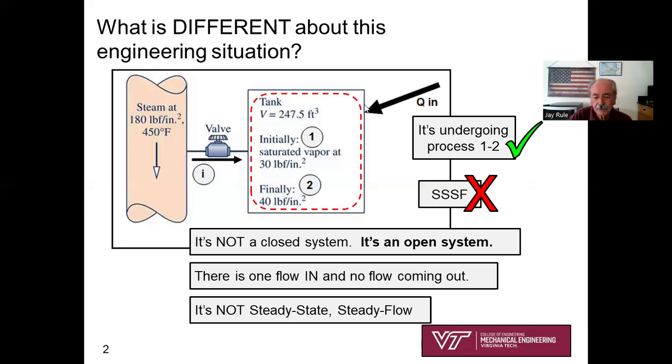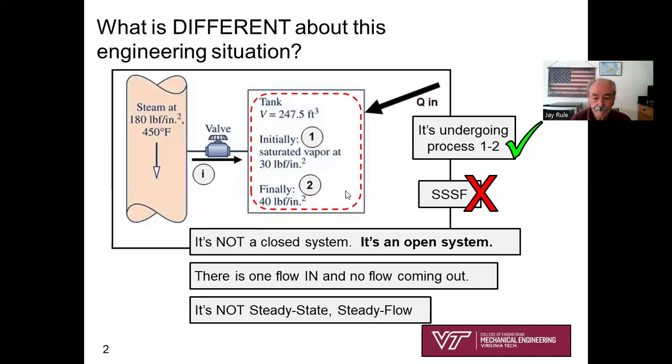Now, would you say this tank is an open system or a closed system? Well, it can't be a closed system because we're admitting mass into it. It's not a fixed mass. So one thing we can say is it's an open system. Now, we're going to test for steady state, steady flow. I see mass flowing in, but I don't see any mass flowing out. So it cannot be steady state, steady flow because there's one inlet and no outlets. So it's definitely not steady state, steady flow.